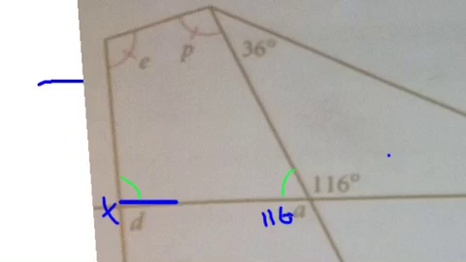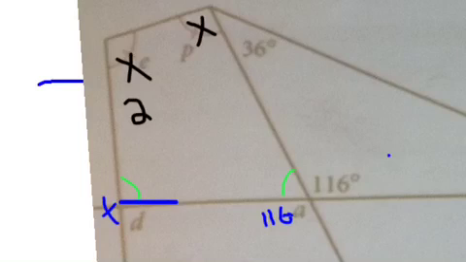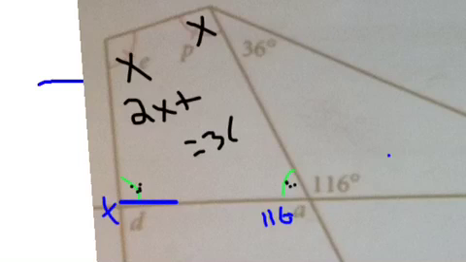So if we were to call those X, pick a color here, go black. If we call this X and this X because of the same angle, now you have 2X plus whatever this angle is right here equals 360. And then you're just going to solve for X. You should be able to pull that off now.